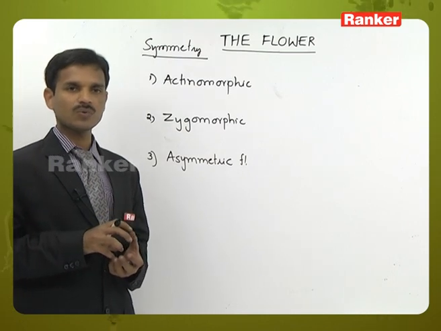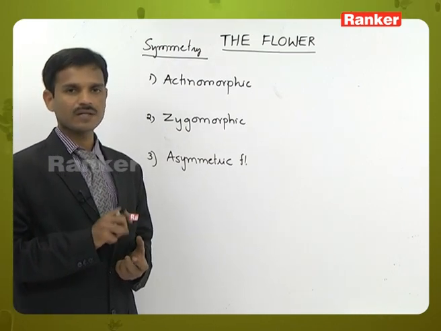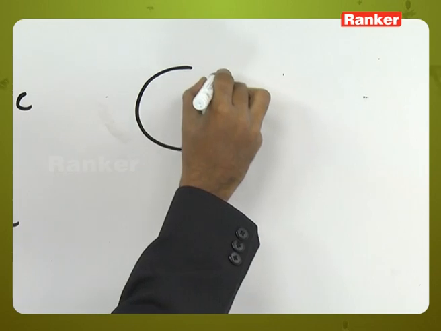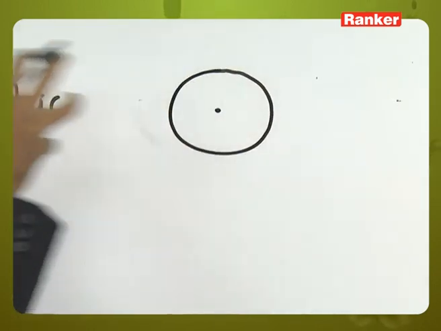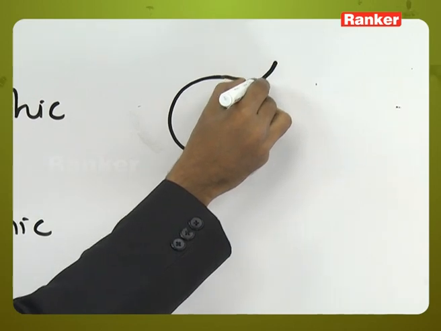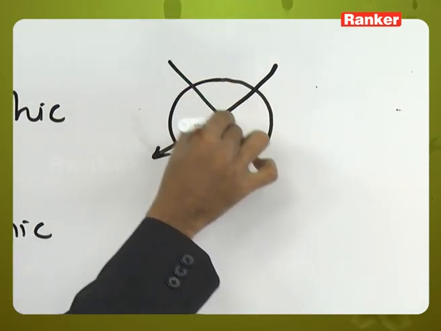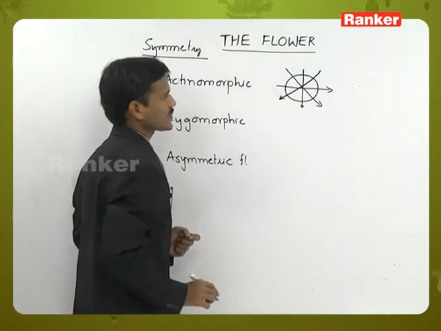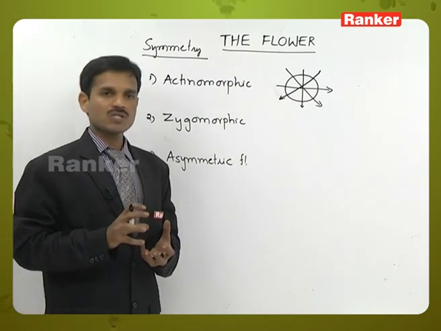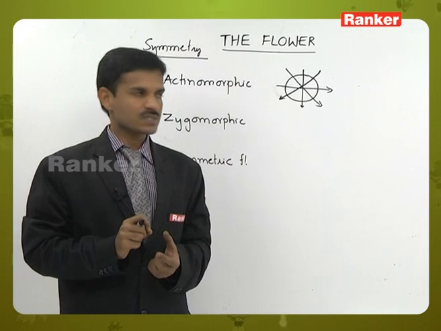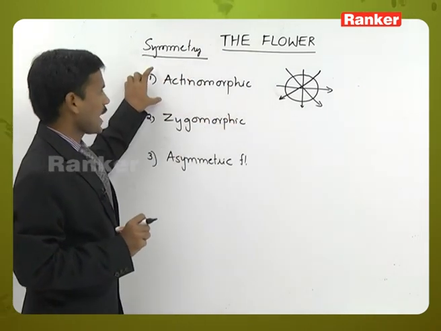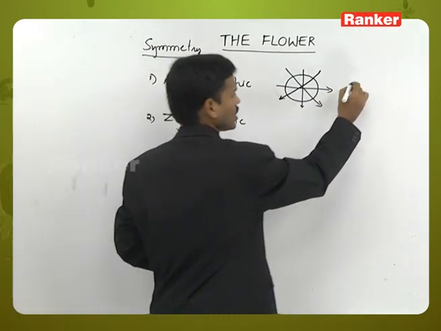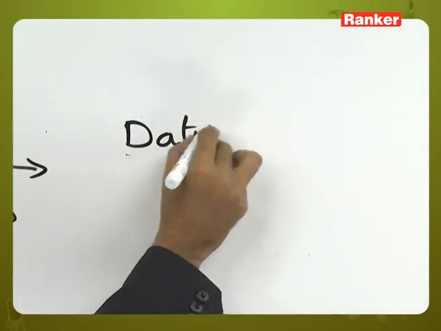Here the flower can be cut into two equal halves by any radial plane, that is actinomorphic flower. For example, here, we can cut this diagram into two equal halves by any plane going to the center. So like this, here the flower also can be cut into two equal halves by any radial plane, that is called as actinomorphic flower. So actinomorphic flowers are observed in hibiscus, datura, chili.